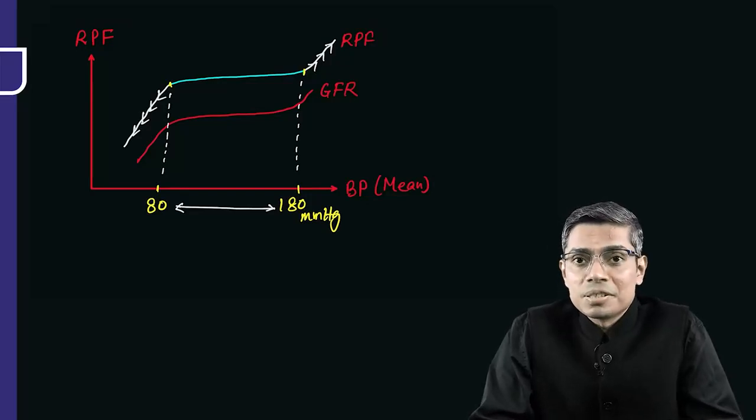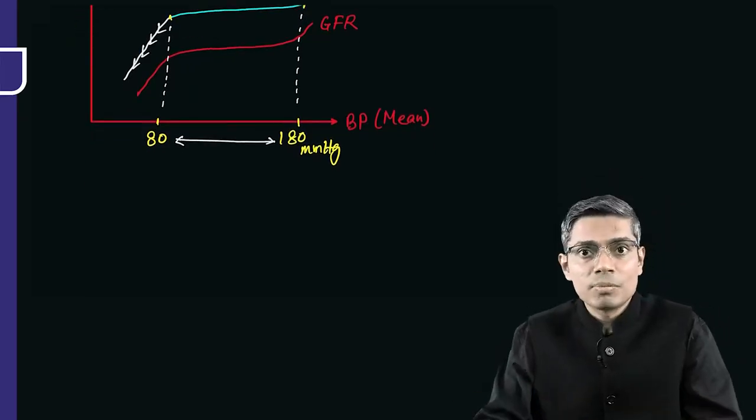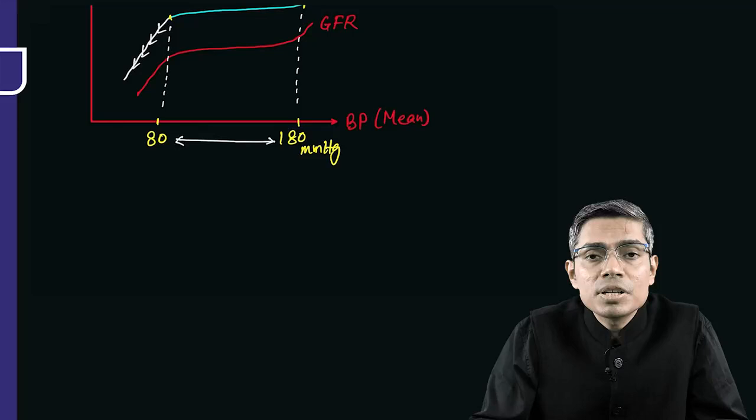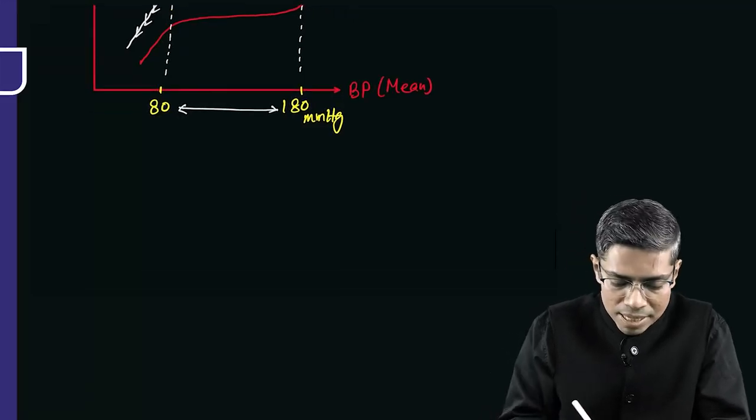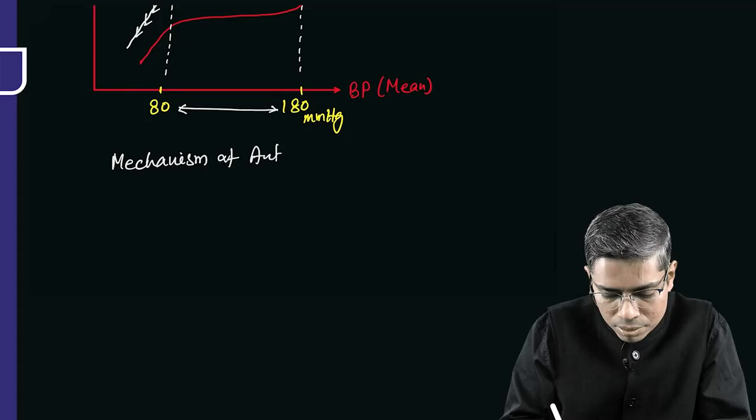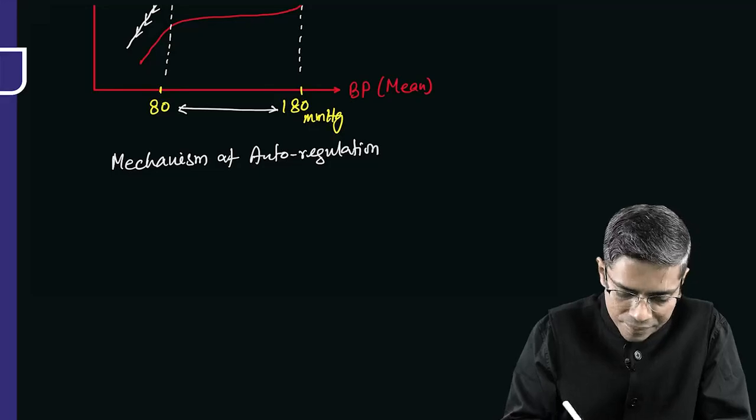But the question is, what is the mechanism? The kidney is maintaining its own blood flow and has a strong auto-regulation, well and good, but how is it doing that? So, the mechanism of auto-regulation.